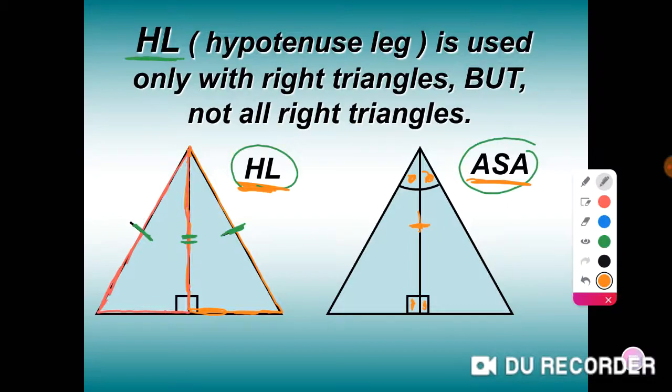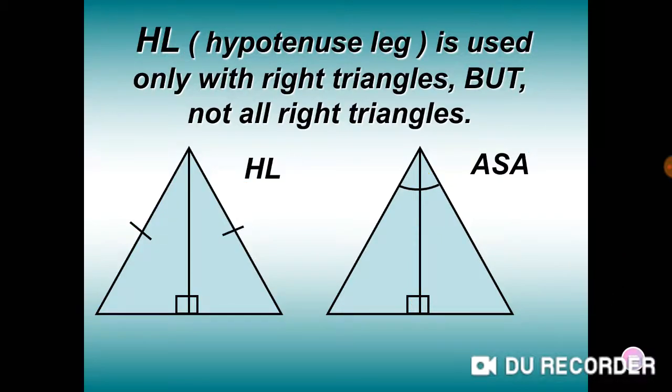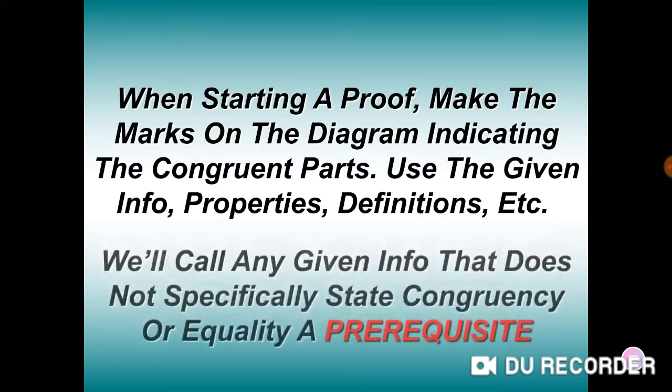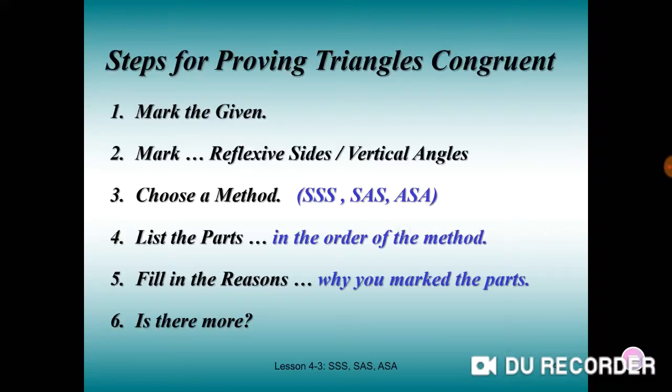Okay, so let's have some examples in order to make them applicable and try to have some practice. But before we start learning how to prove that two triangles are congruent, I need you to read these really important steps in order to prove that two triangles are congruent.